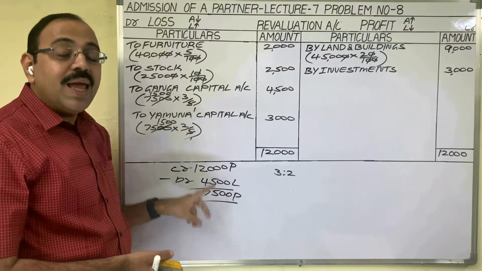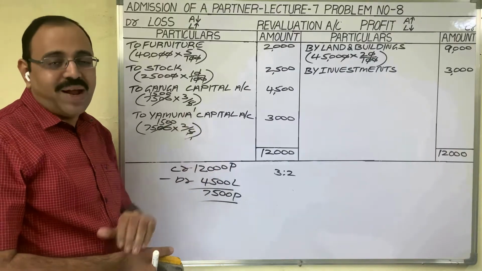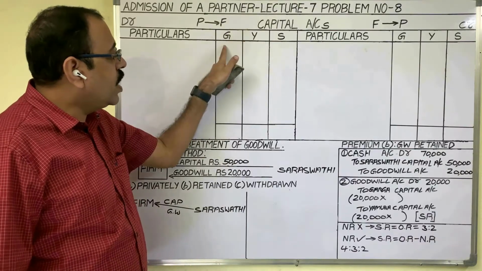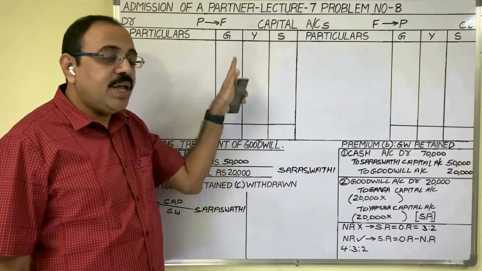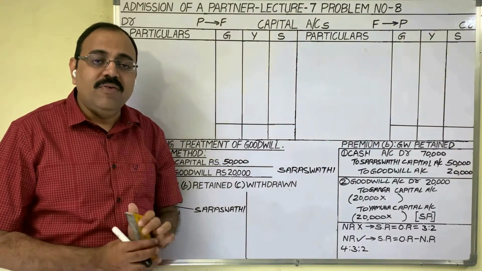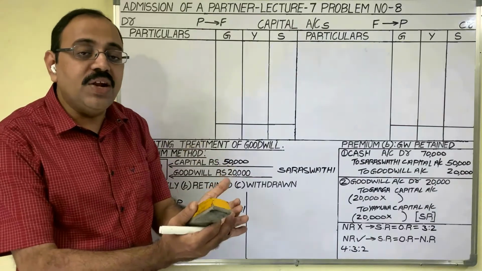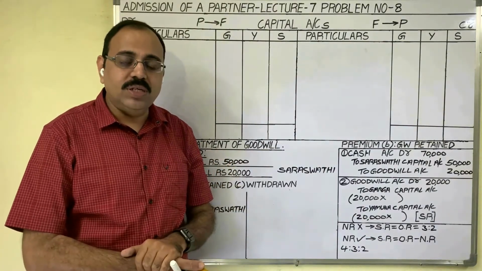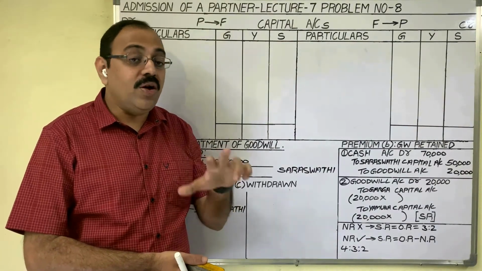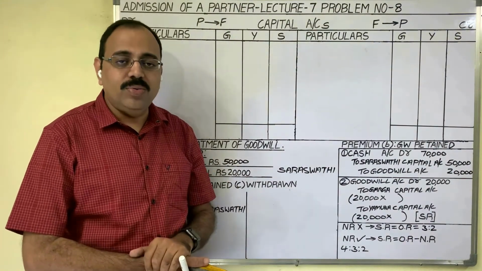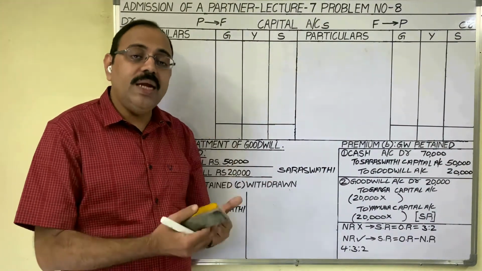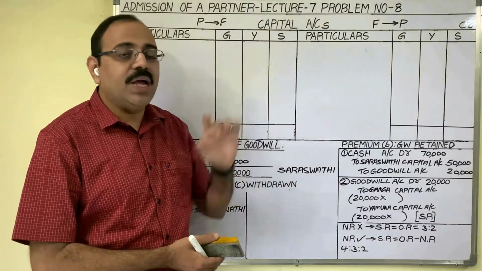Next we have to prepare the capital accounts of all 3 partners: Ganga, Yamuna and Saraswati. To prepare capital accounts, 2 methods are there. One is by using the journal entries, we can prepare capital accounts. But in this problem we are not writing journal entries. Therefore, we follow the second method, that is, based on hints we prepare capital accounts.